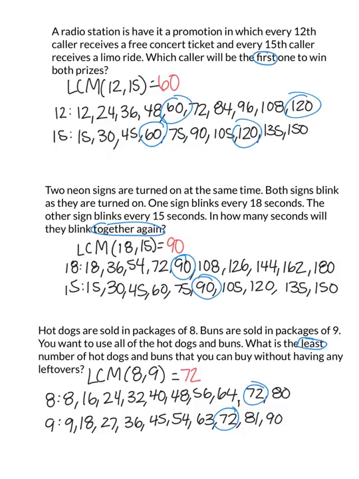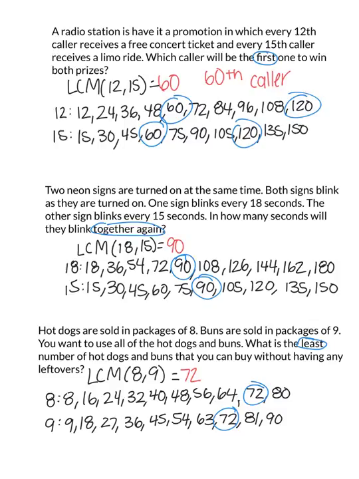These are the answers that you should have had for the 3 problems. In our first problem, our key word is first. So we're looking for the first time that we can find a number in common in the multiples. So in this case, the first one, our least common multiple, is 60. So the answer is the 60th caller.